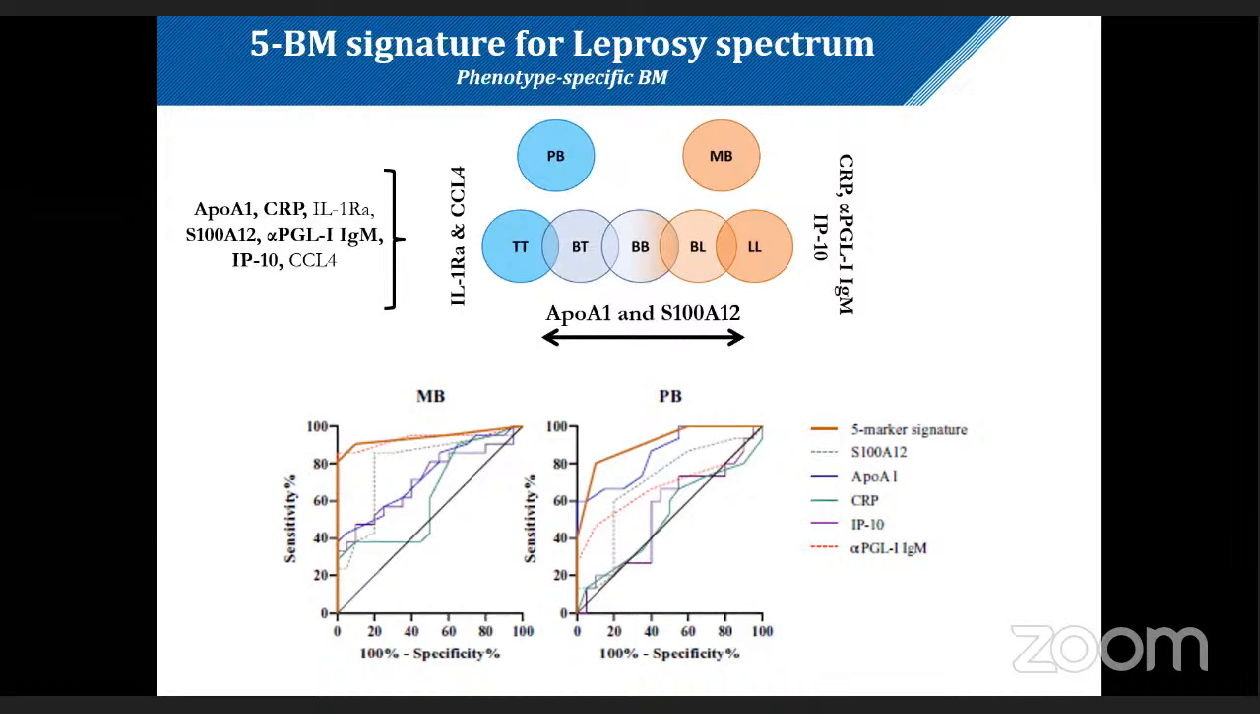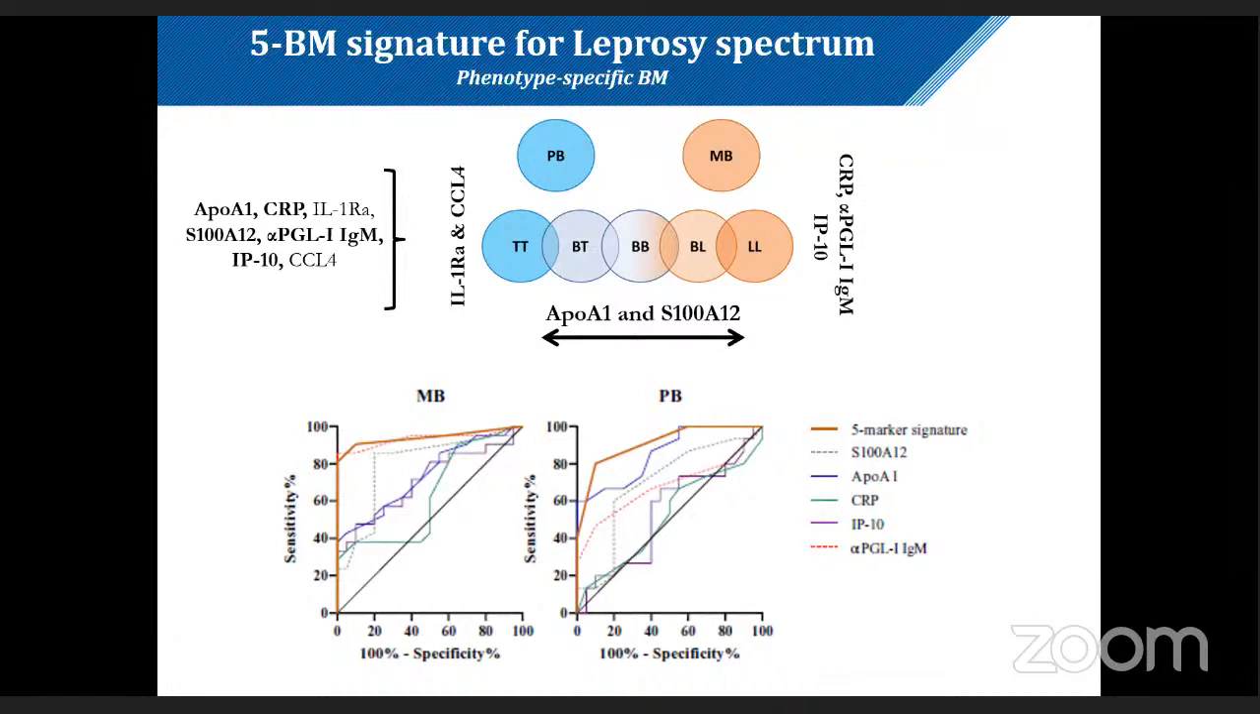Whereas on the left side of the spectrum, depicted in blue, the PB and TT part, IL-1 receptor antagonist and CCL4 can also be used as discriminatory biomarkers for PB and TT disease, but only if they are used in the whole blood assay. Furthermore, APOA1 and S100A12 can be used across the spectrum. Therefore, if you could measure all biomarkers at the same time, you would have not only information on whether the person has disease or not, but can also identify whether it is paucibacillary disease or multibacillary disease. So using a five-biomarker signature has added advantages, as you can see also below.